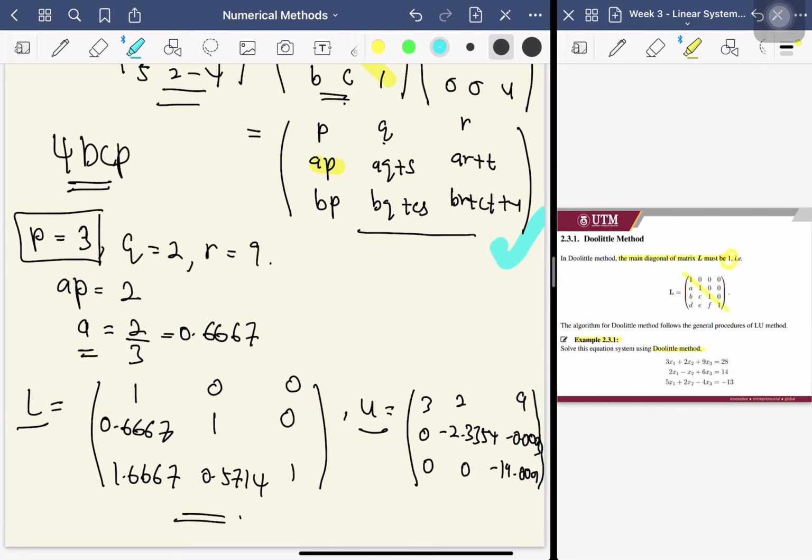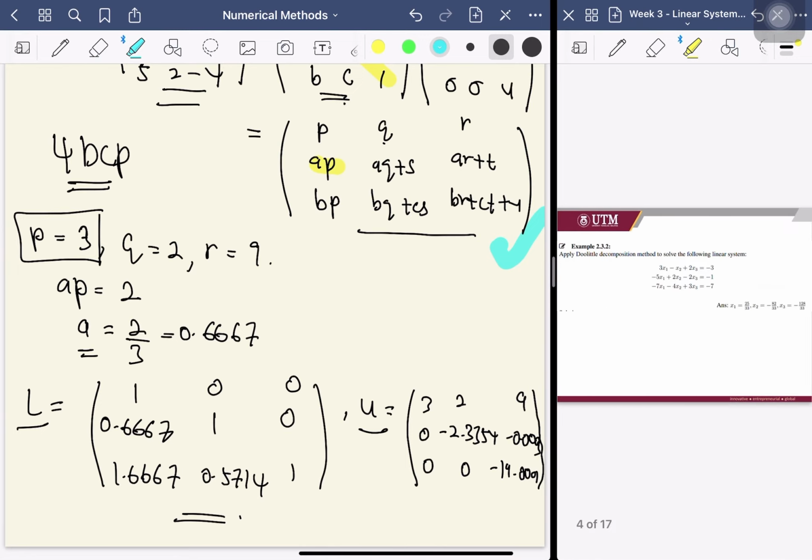For this method, I did prepare other examples here together with the answers. You should try them on your own so that you will know whether you understand or not.